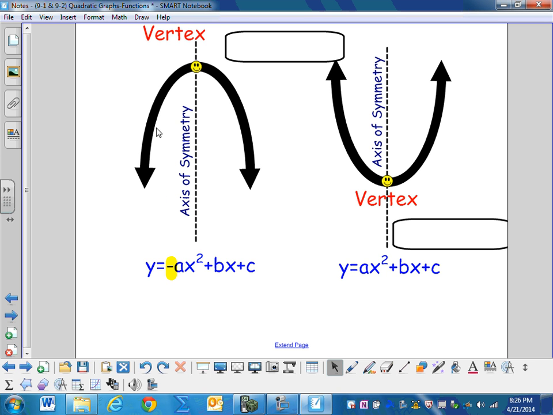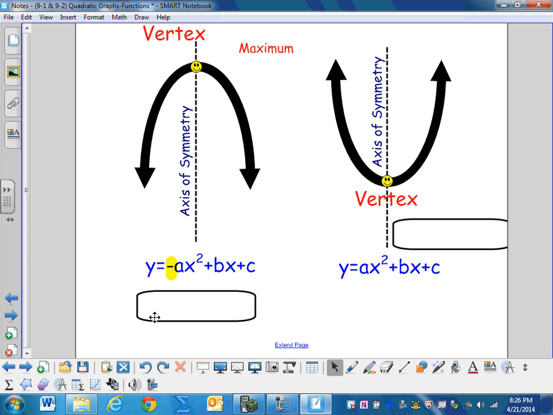The first one rises to a point we call a vertex and then falls. Since this vertex is the highest point on the graph, we call it a maximum. A parabola is symmetric, so we can draw an axis of symmetry, or a line of symmetry, through the vertex.